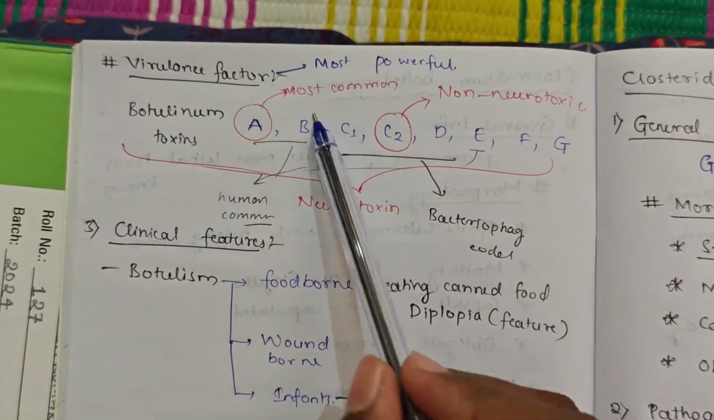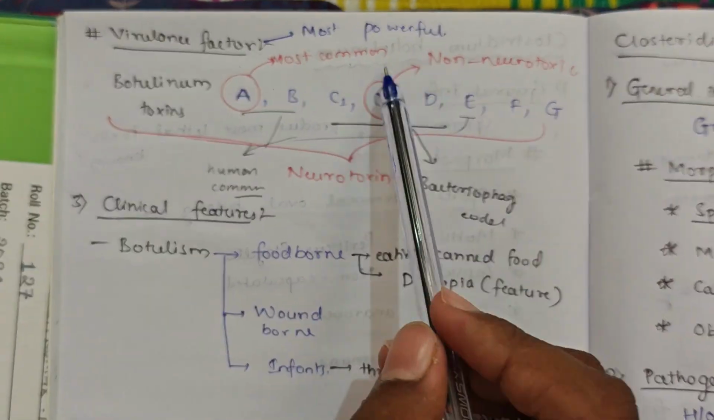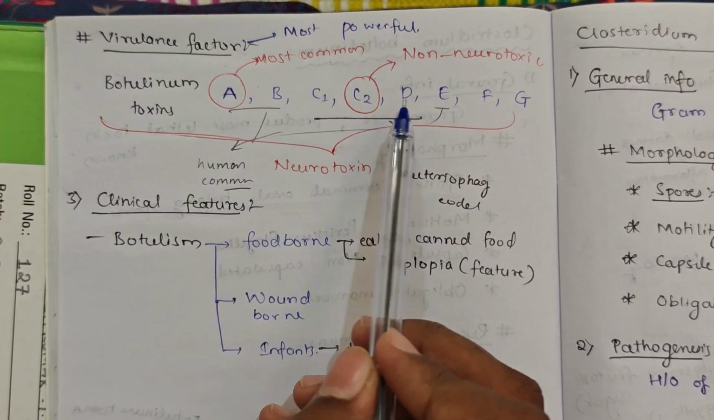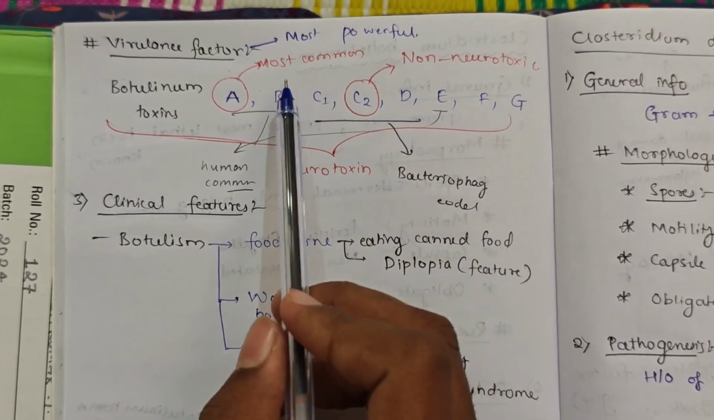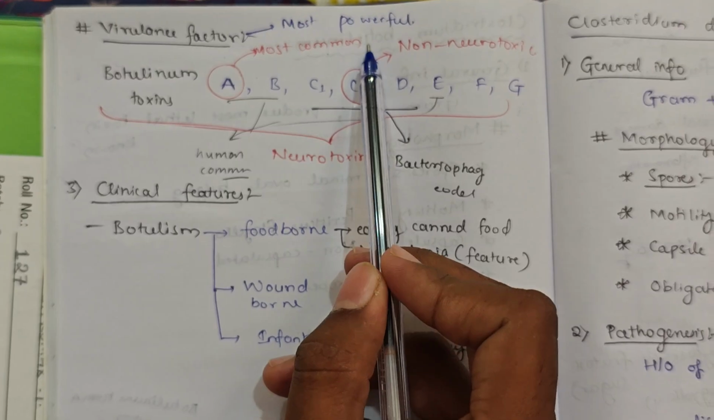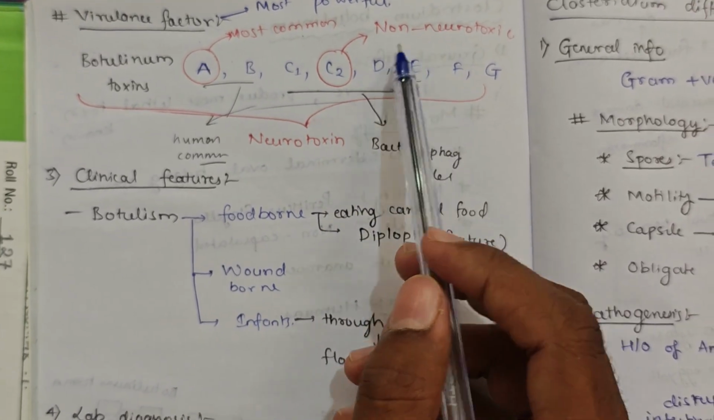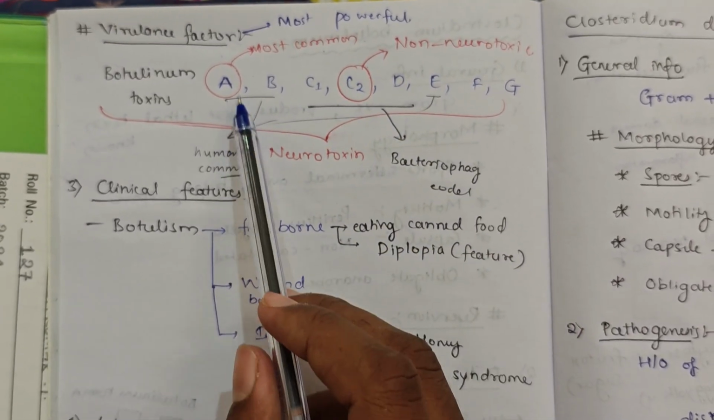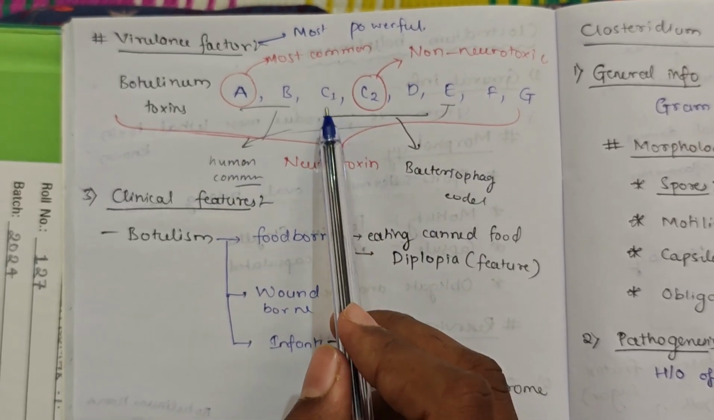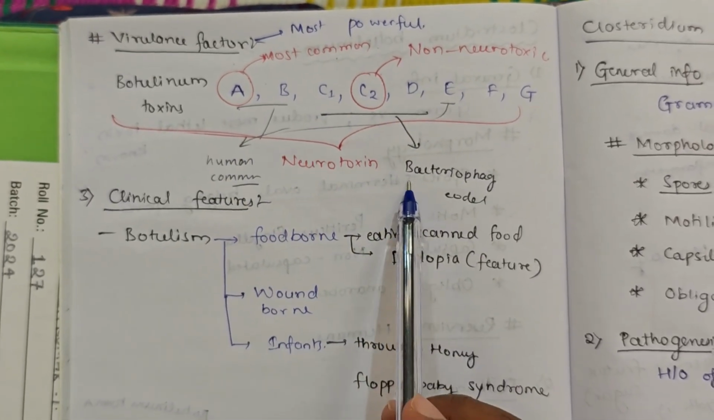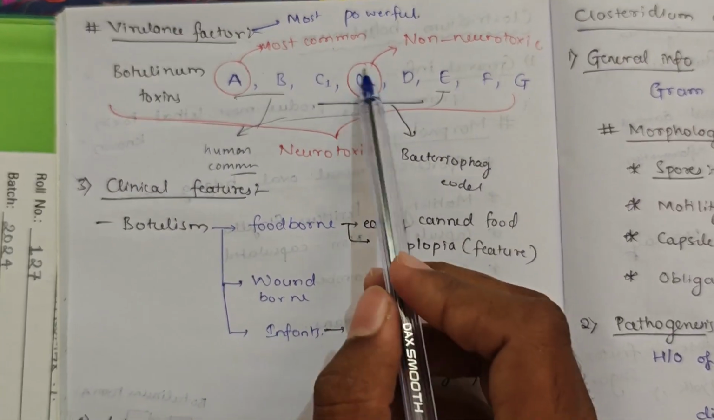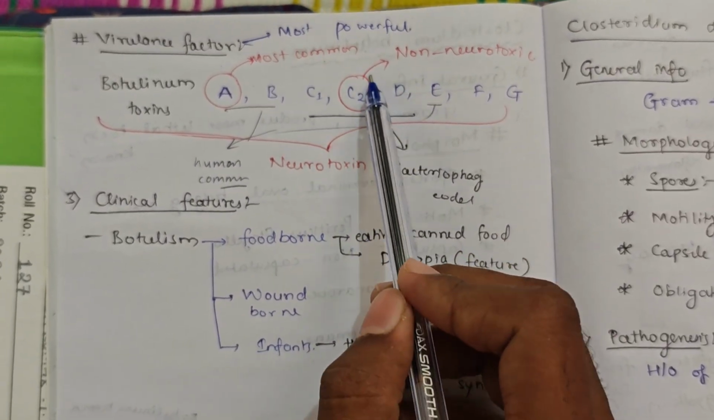Virulence factor: one of the most powerful virulence factors it has is the botulinum toxin A, B, C1, C2, D, E, F, G. Here are the most important questions which are asked. A is one of the most common for all organisms. A, B, and E are most common in humans. C1, C2, and D are bacteriophage coded. All are neurotoxins except C2.